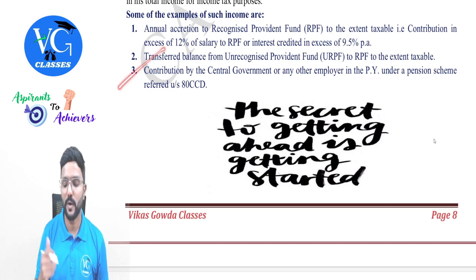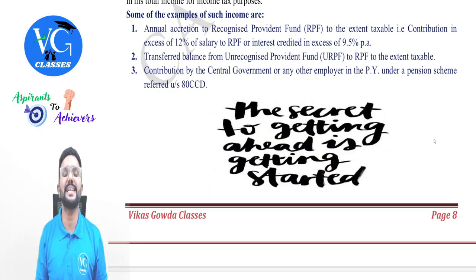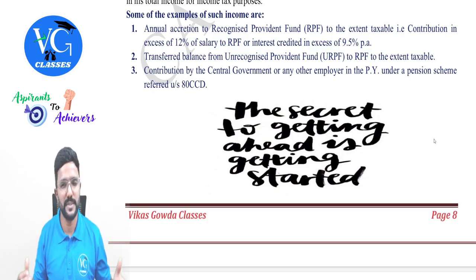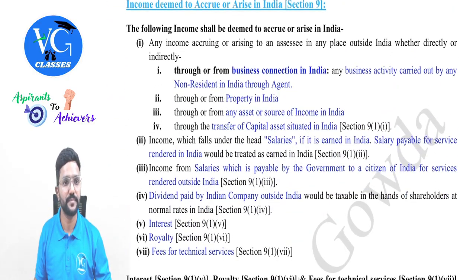Same way, employer contribution to the national pension scheme will be included in the salary income of the employee under the head salary. And later, deduction is available under section 80CCD for both employer as well as employee contribution, subject to some limit, guys. Clear? Which we will learn in the deduction chapter.